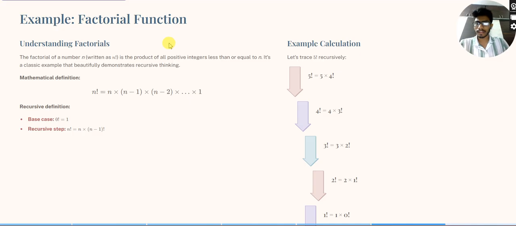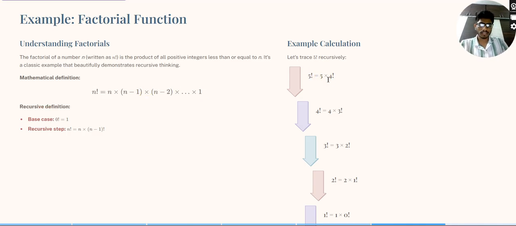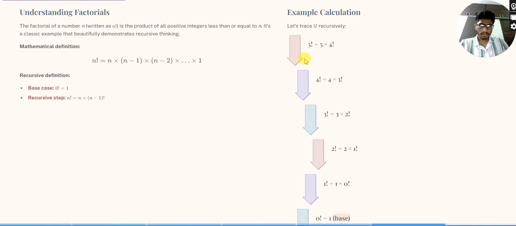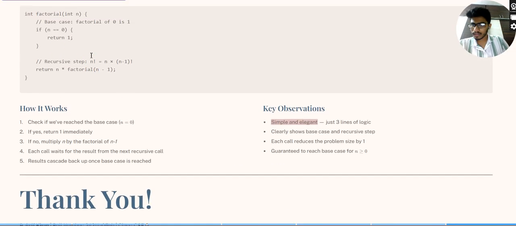Coming to the example of the factorial of a number. As I said, factorial of n equals n into n minus 1 into n minus 2 and so on. So we can write 5 factorial equals 5 into 4 factorial. Here you can see we divided the question into several questions, and when we reach the base case we combine them and return the answer as 120. Here the base case is 0 factorial equals 1 and the recursive step is n into n minus 1 factorial. The result is 120.